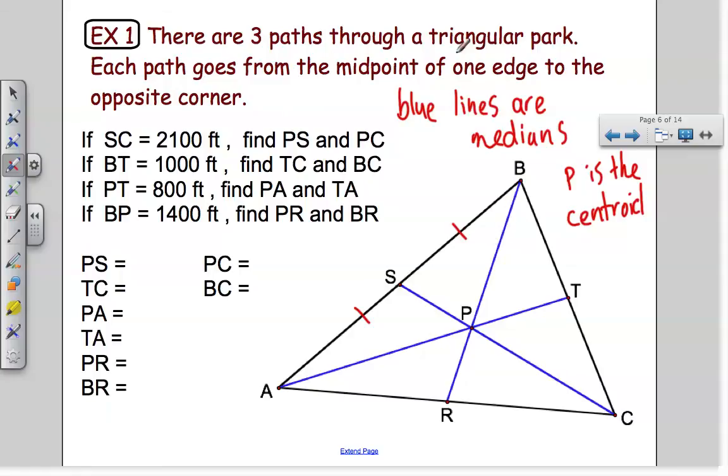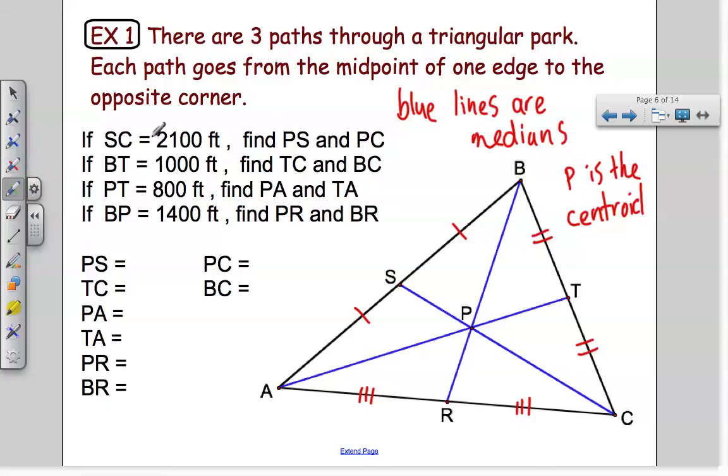Oh, all of these paths go from the midpoint of one edge to the opposite corner. So T is the midpoint of BC, meaning these are congruent. Another median. R is the midpoint of AC, meaning AR and RC are congruent. And another median. Alright, let's see what we got here. I'm finding a lot of lengths.